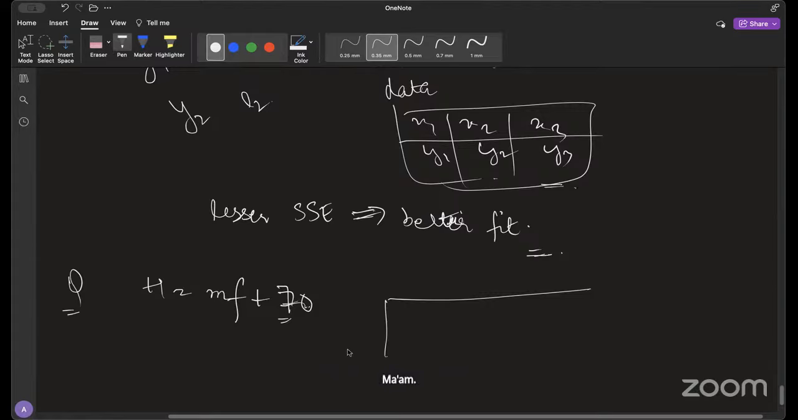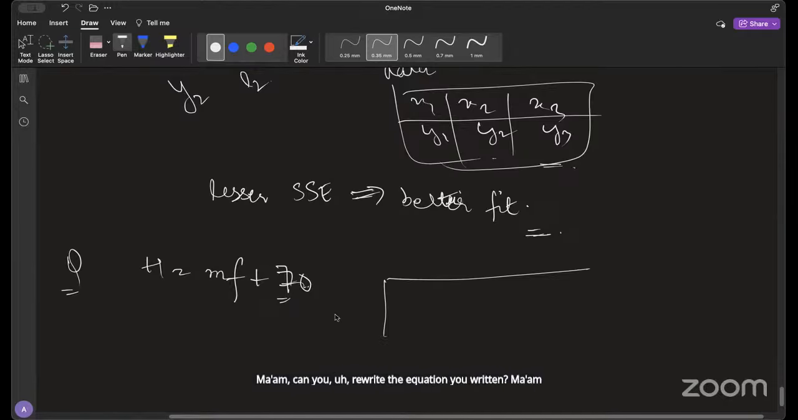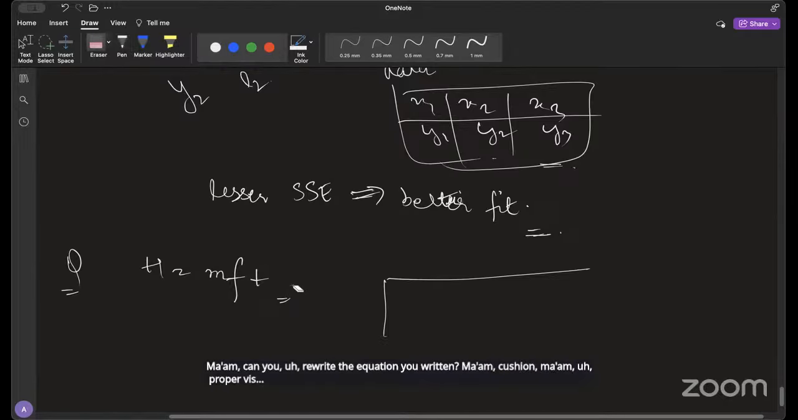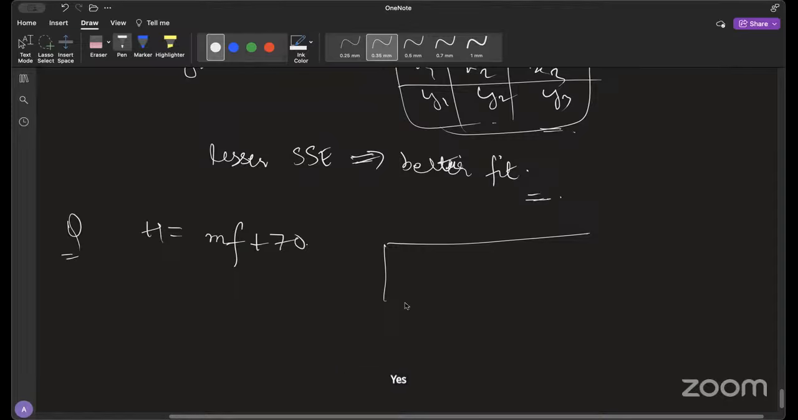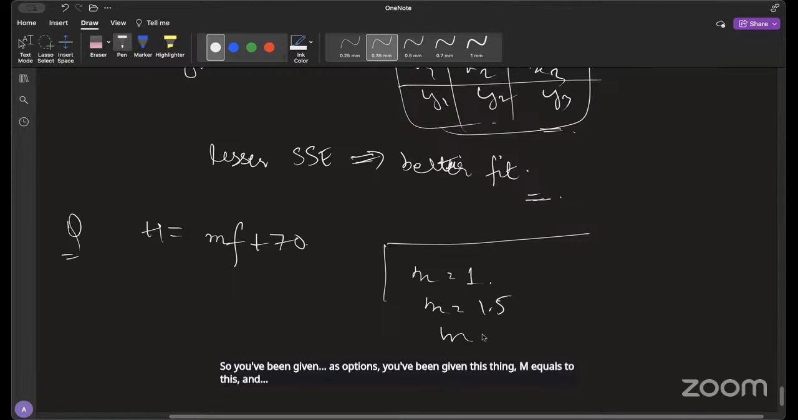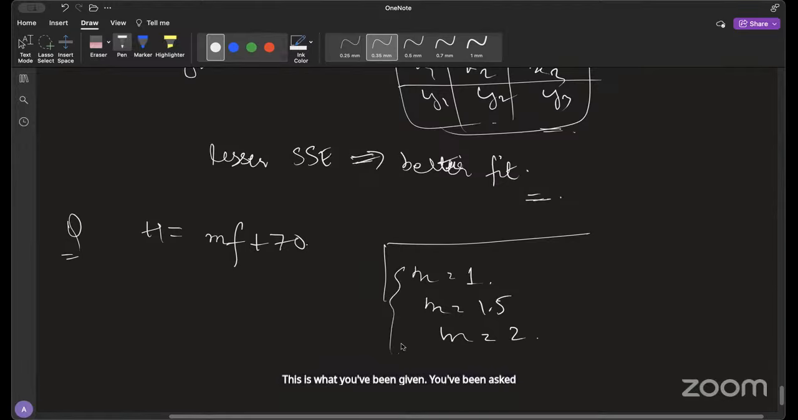Ma'am, can you rewrite the equation you wrote? Ma'am, I can't understand the question properly. h is equal to m f plus 70. Yes, okay. So you've been given, as options, m equals to this, and this is what you've been given. You have been asked to minimize the sum of squared errors.